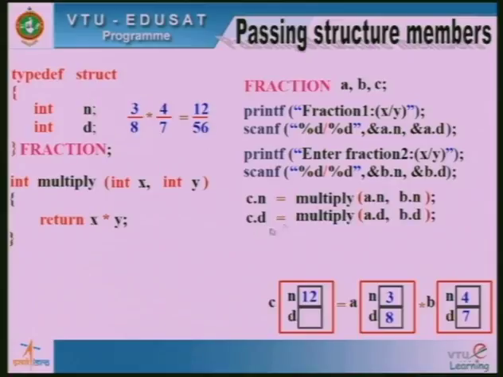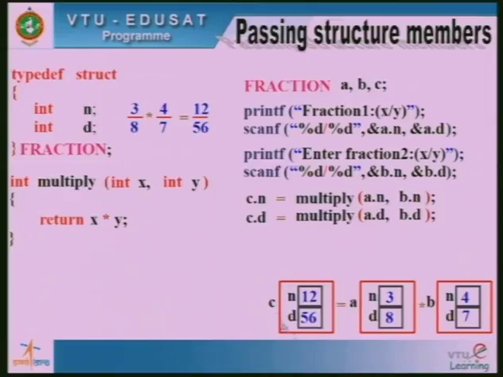Now tell me what we are doing here. We are reading one fraction. We are reading the second fraction. We multiply only the numerator, and here we multiply only the denominator and store the result in C dot n and C dot D. Our job is over. Only thing is, now what is the result? 8 into 7, how much? 56. So this is 8, this is 7, the result is 56. 56 should be copied into which variable? C dot D. So here I write 56.